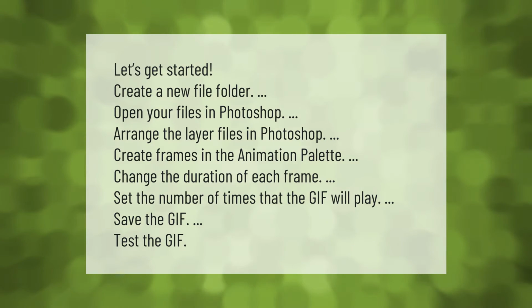Create a new file folder. Open your files in Photoshop. Arrange the layer files in Photoshop. Create frames in the animation palette. Change the duration of each frame. Set the number of times that the GIF will play. Save the GIF. Test the GIF.